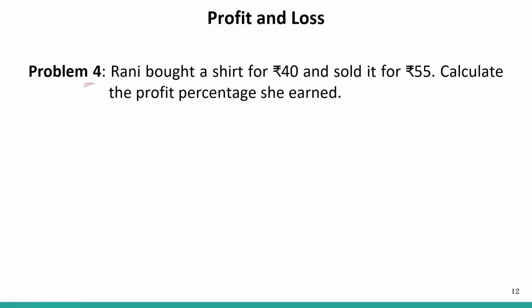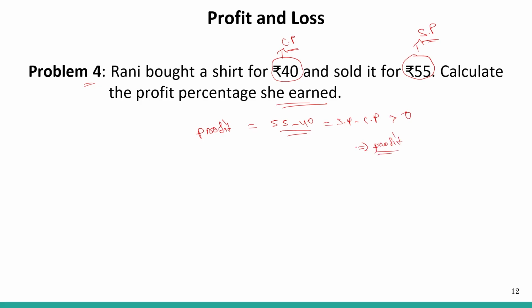Question number 4. Rani bought a shirt for 40 rupees. So since he bought this shirt, this is the cost price, right? And sold it for this much. So this is the selling price. Then calculate the profit percentage he earned. So profit is equal to 55 minus 40, that is the selling price minus cost price, right? So since this is greater than 0, this implies profit. We have confirmed it.